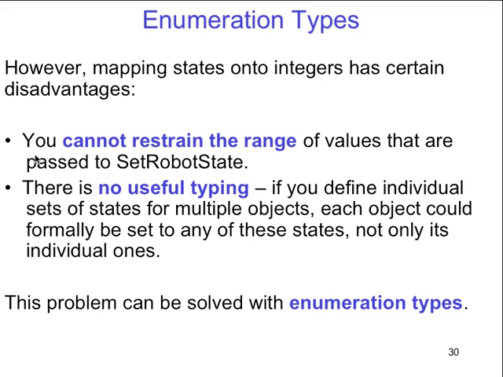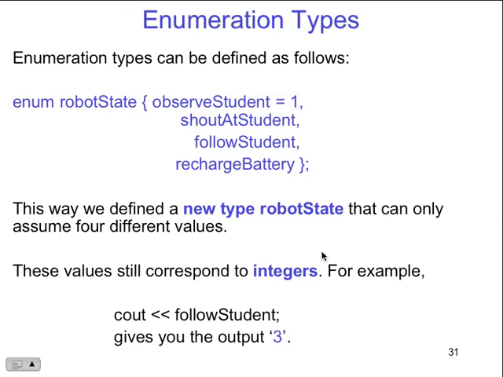So if you define individual sets of states with multiple objects, each object could formally be set to another object or state, not only to its individual state. So the problem is solved with enumerations. Let me give you an example of what this enumeration means.